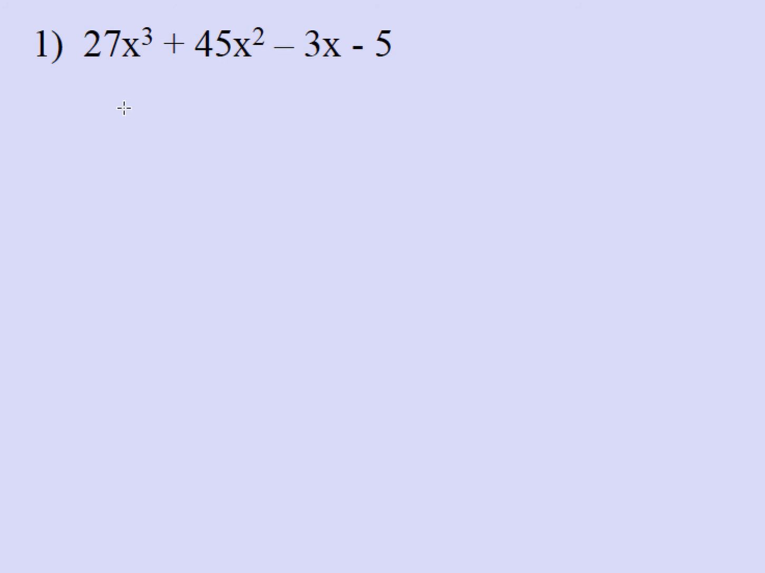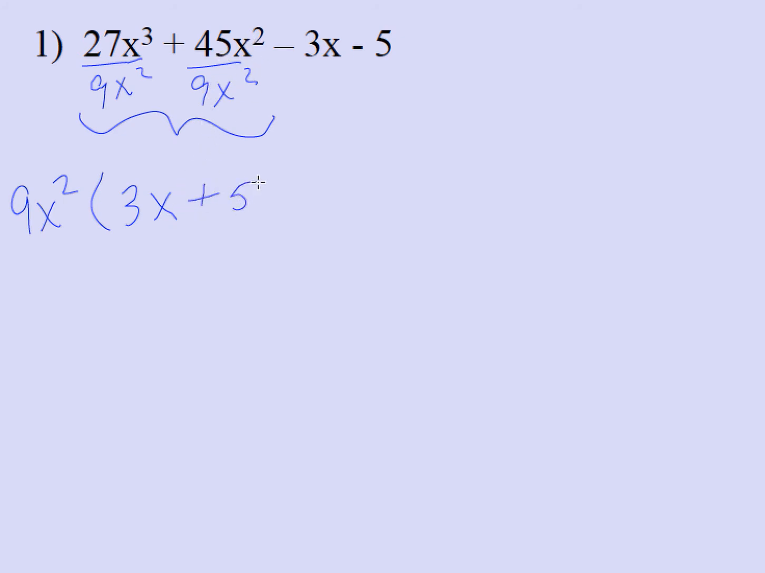Okay, problem number 1. Hit pause, solve it on your own, come back and check your answer. Alright, glad you're back. Remember descending order of exponents. What can I take out of both of these? Looks like I can take a 9x squared out. 27x cubed divided by 9x squared is 3x. 45x squared divided by 9x squared is plus 5.